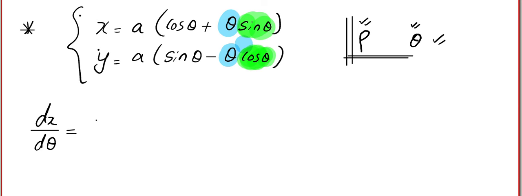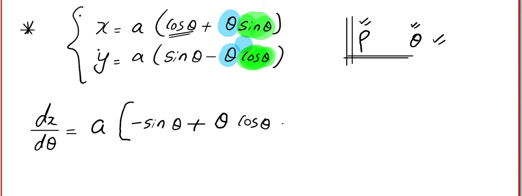Okay, so dx by d theta is equal to a into, what is the derivative of cos theta? Minus sin theta, plus we apply the product rule here. First function, derivative of second, plus second function, and derivative of theta is 1.